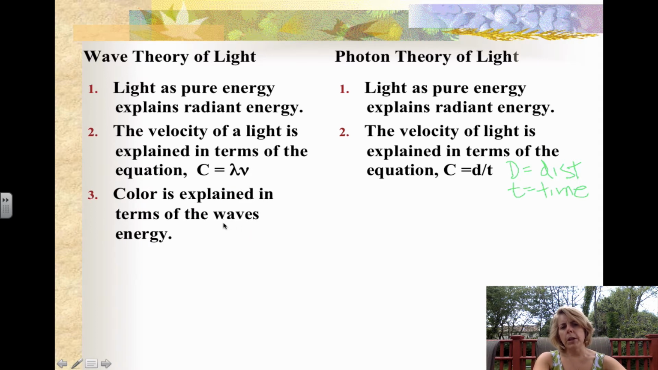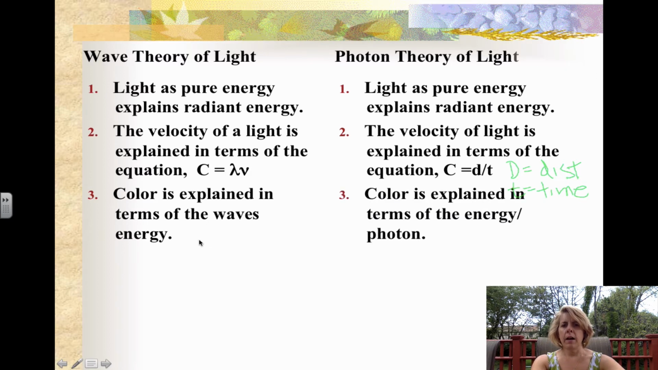With the wave theory of light, we're looking at color in terms of wavelength. So do you remember which color has the longer wavelength? Hopefully you said red. With photon theory, we're looking at color as energy. So which would be more energetic? Would it be green or would it be blue? Hopefully you told me blue.